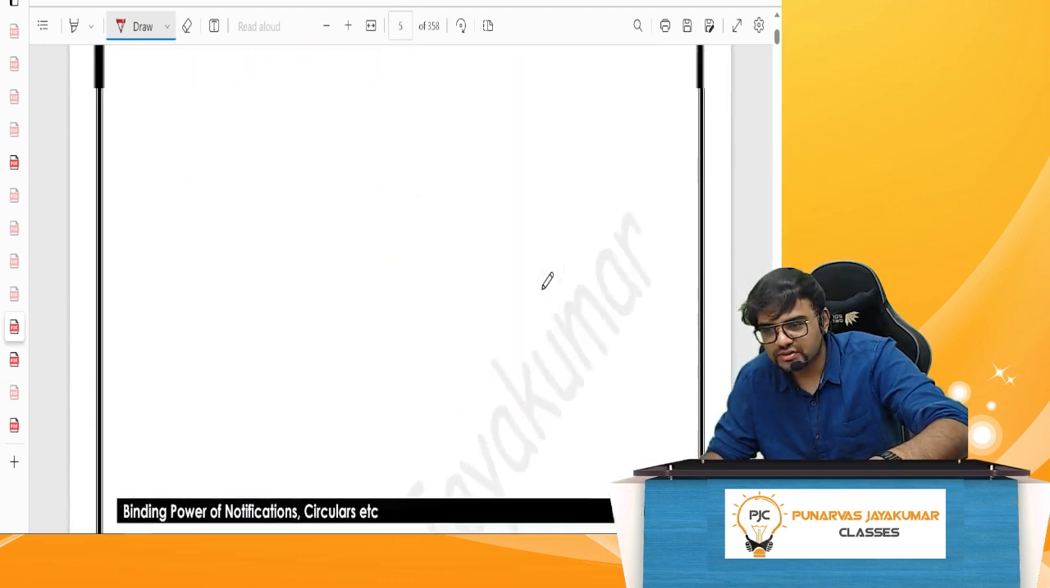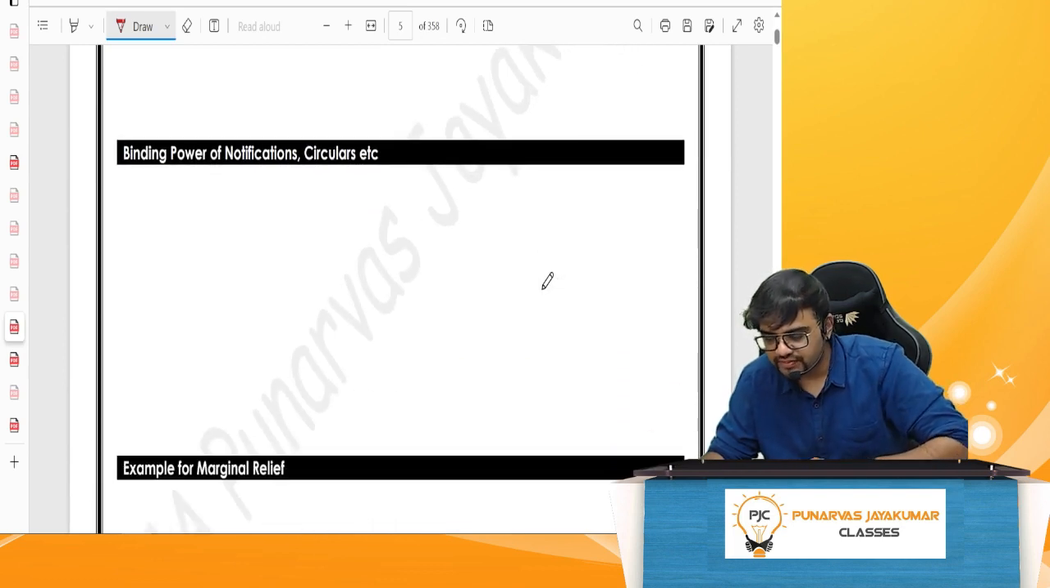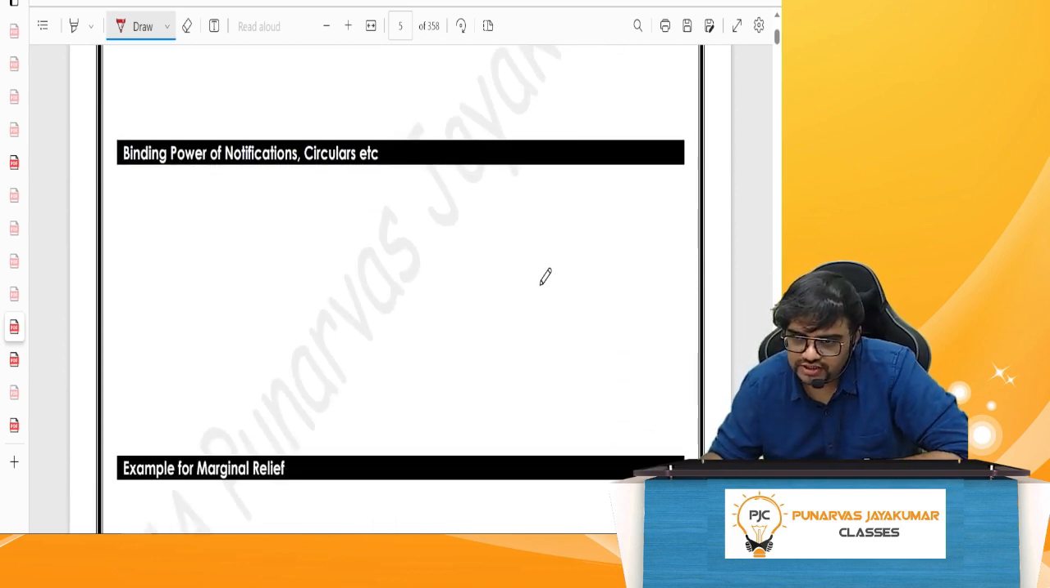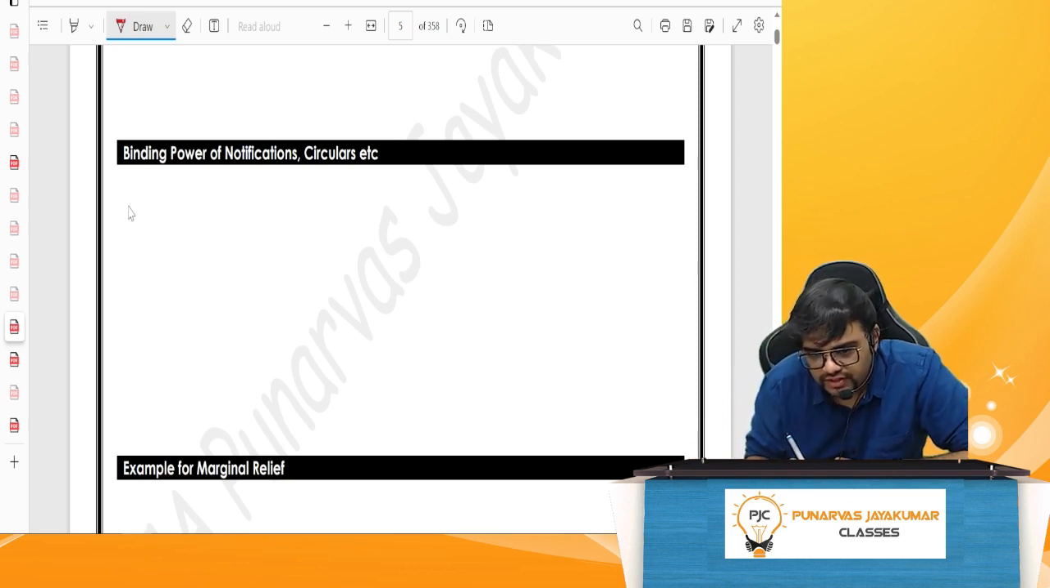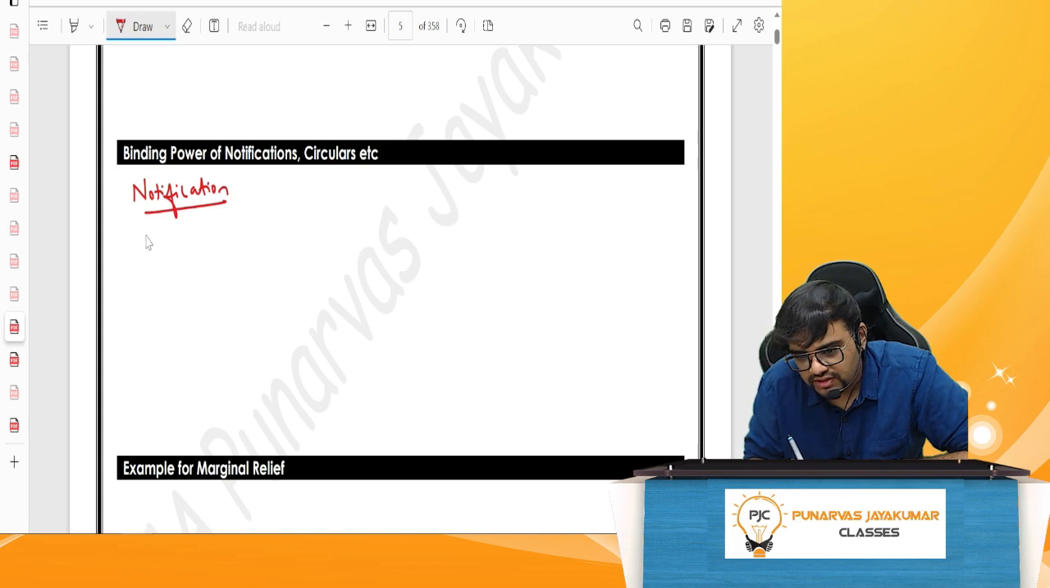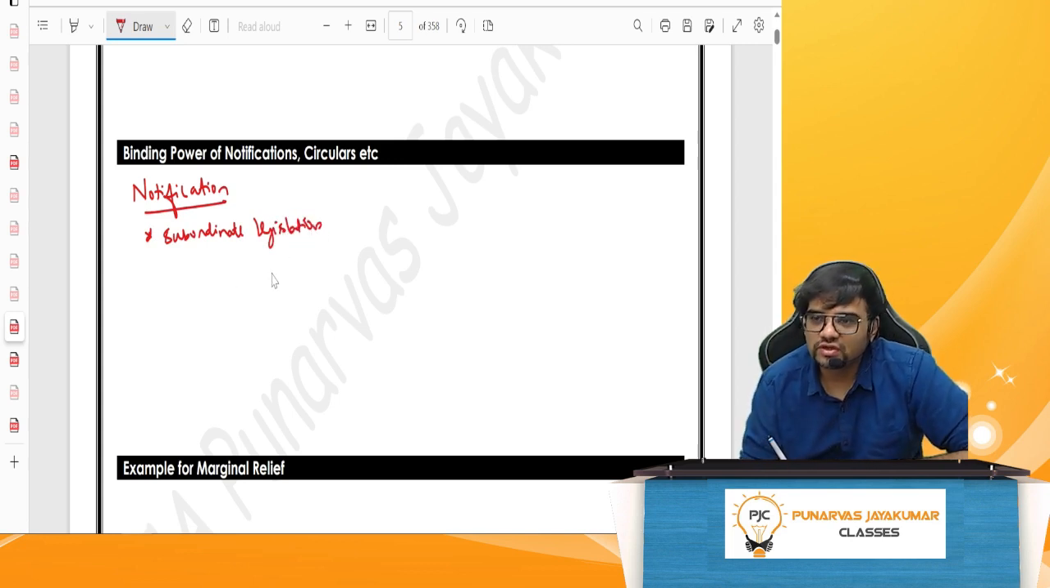See here, come to this part, A3. Binding powers of notification and circular. What is a notification? What is a circular? So we'll write down here, guys, notification. They are subordinate legislation. Subordinate legislation means it is part of the law, as you rightly said. Aren't rules part of the act? Yes. How are rules made? Notifications. So it's a subordinate legislation.